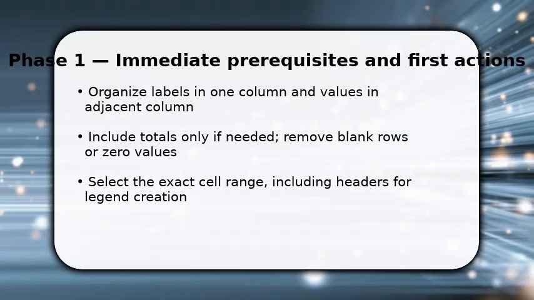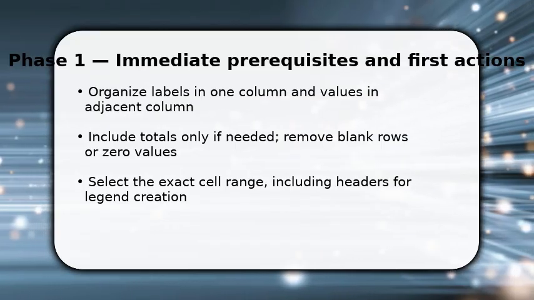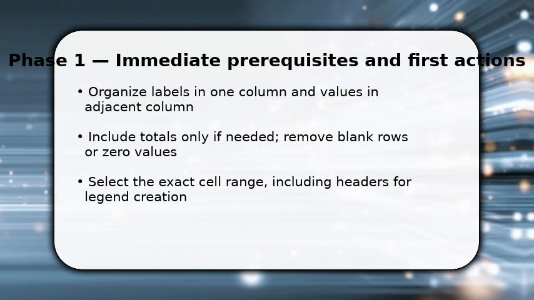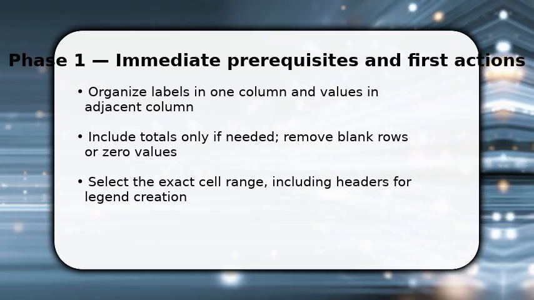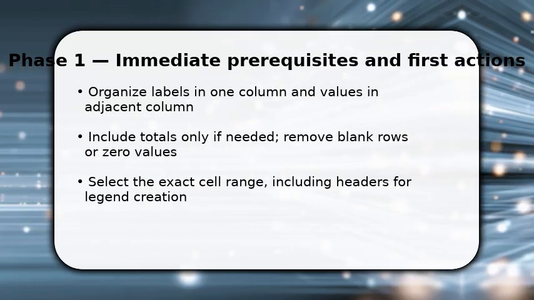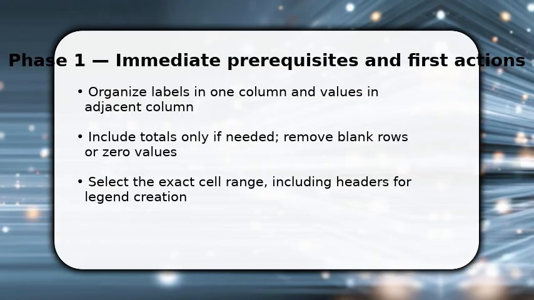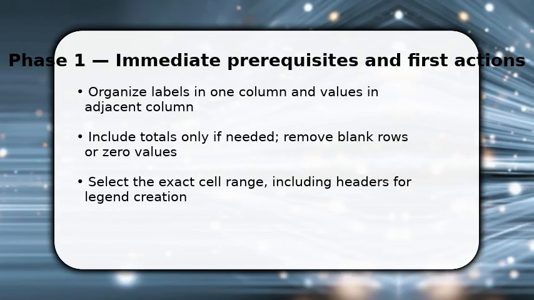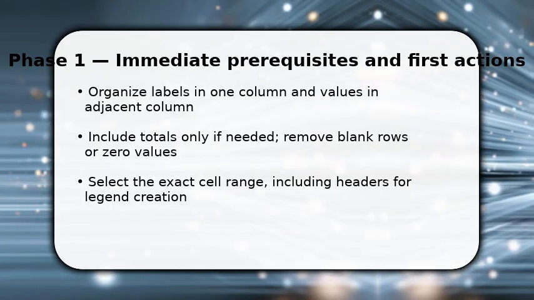You start by preparing clean data, labels in one column and numeric values beside them, because Excel builds slices from numbers. Once done, remove blanks and zeros so slices reflect meaningful proportions, and make sure headers are present if you want automatic legend names. Now select the exact data range, headers and cells together, so Excel recognizes categories.